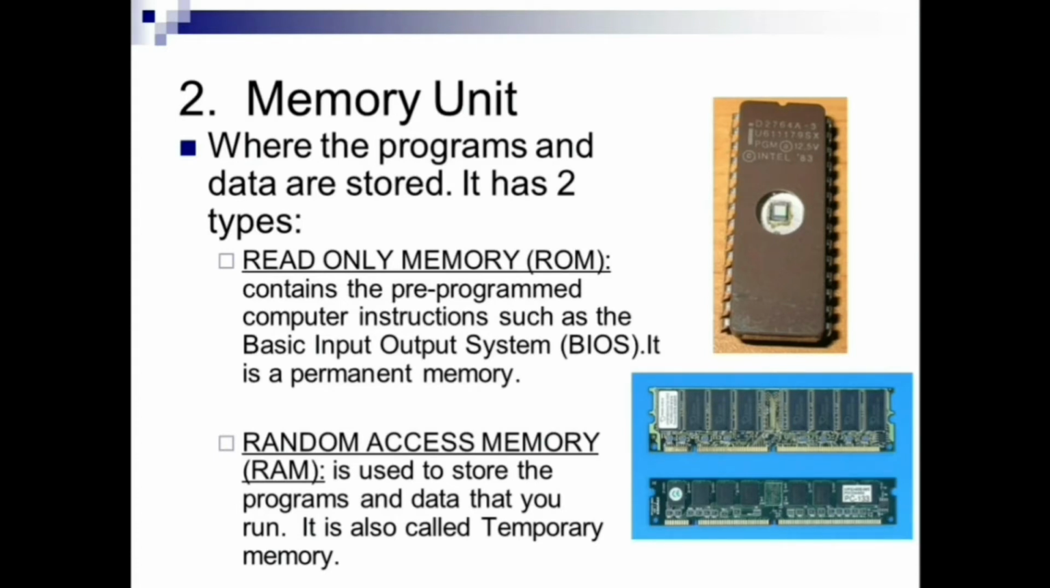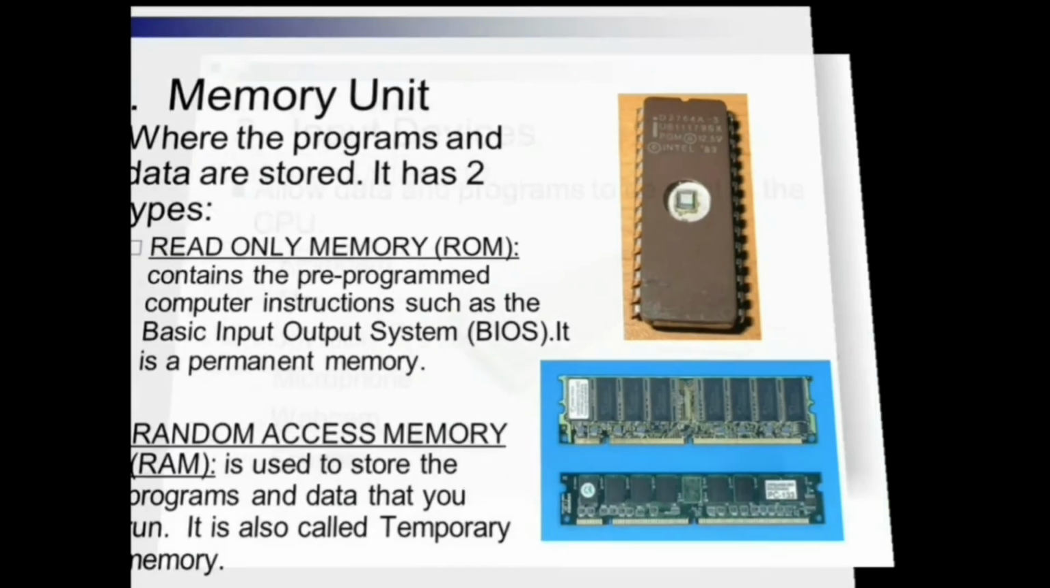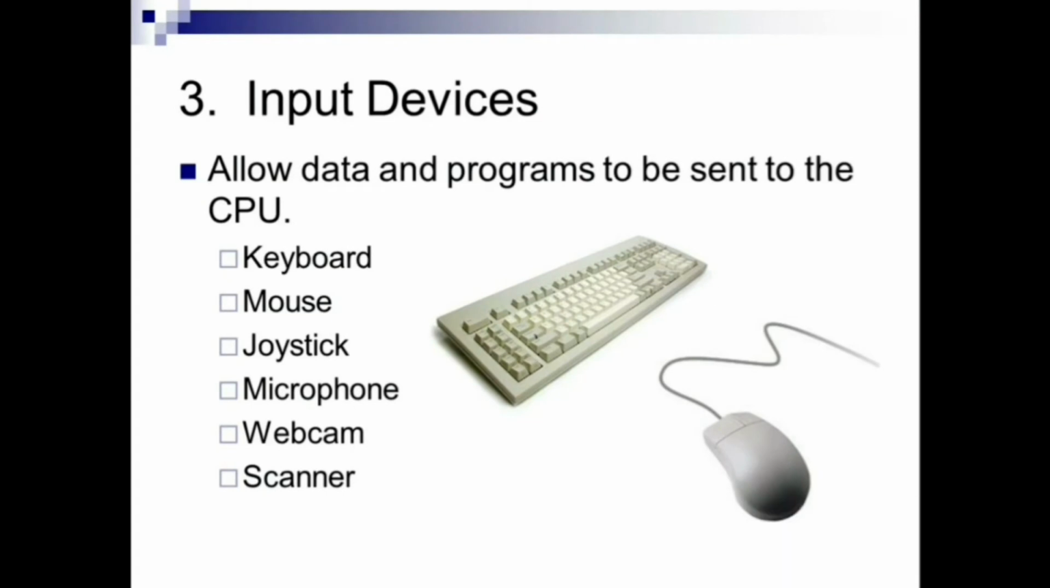The second is random access memory or RAM. It is used to store the programs and data that you run. It is also known as temporary memory. Next are input devices. Input devices allow data and programs to be sent to the CPU. Types of input devices are keyboard, mouse, joystick, microphone, webcam, scanner, etc.